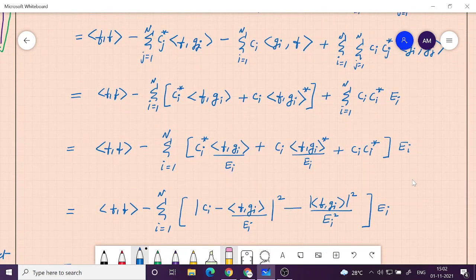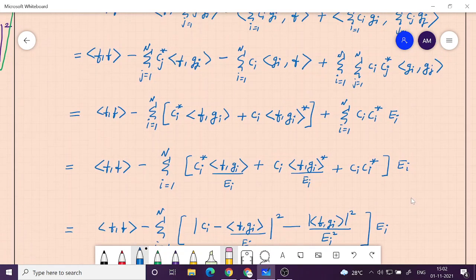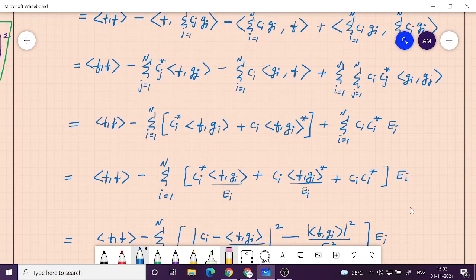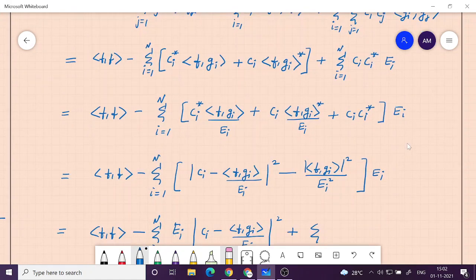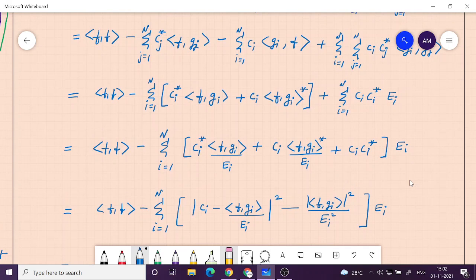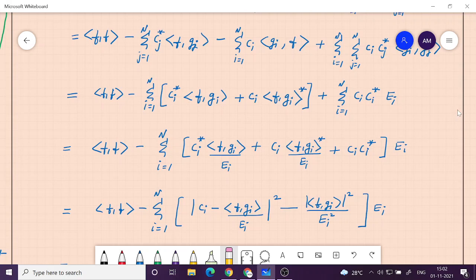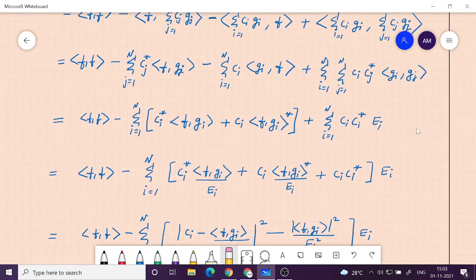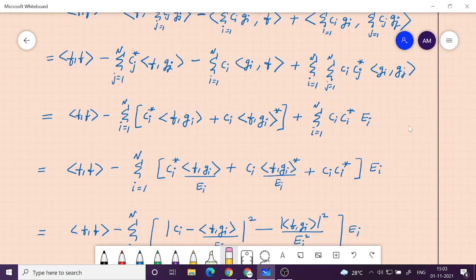There is a sign mistake. Yeah, there's a sign mistake. So let me correct it. It has to be plus, and all the signs should go inside. Okay, so up to here it is correct.